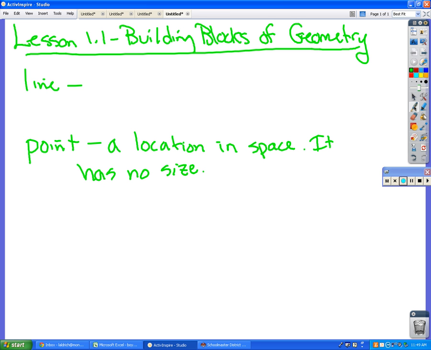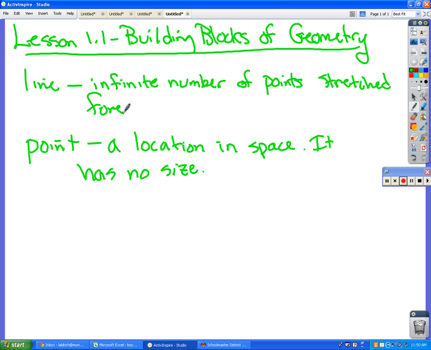How far does a line go? Right, forever in both directions. And so, how many points are in a line? Infinite number of points, right? Because a point has no size. So if you're going to line a bunch of them up, then you're going to need an infinite number of points. So a line we're going to think of as being an infinite number of points. And we're going to use this idea of Reed where you're kind of stretching it out. So infinite number of points stretched forever in both directions, something like that.